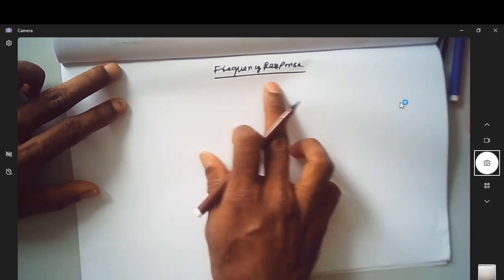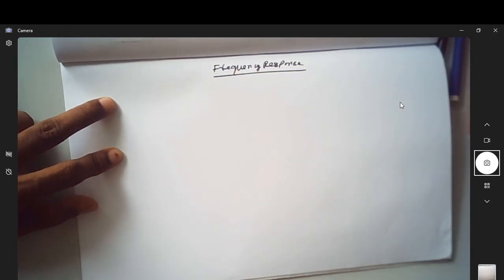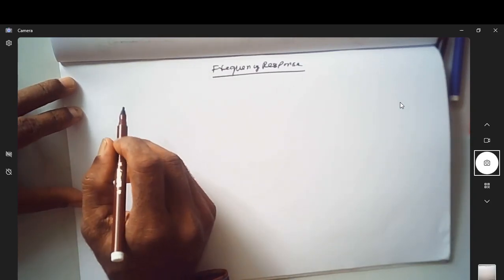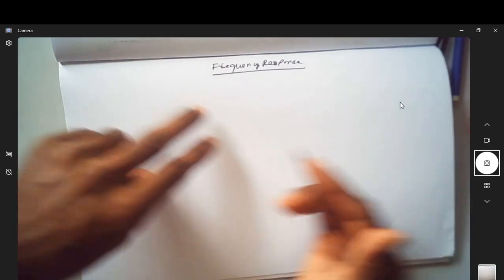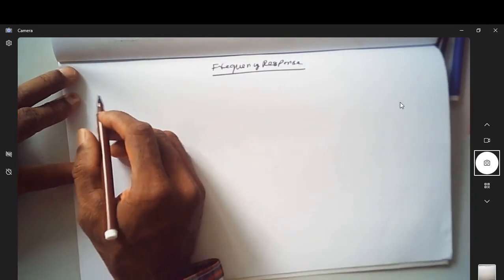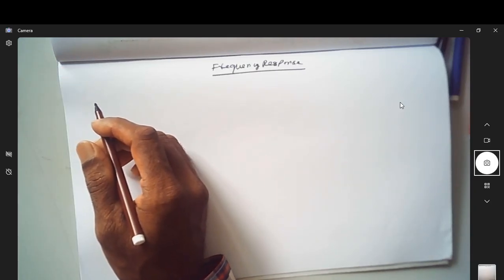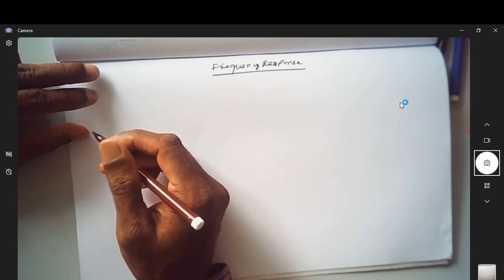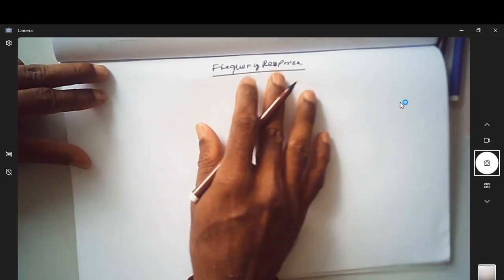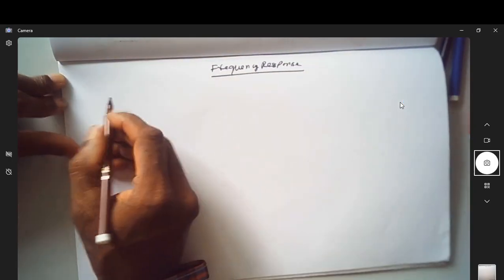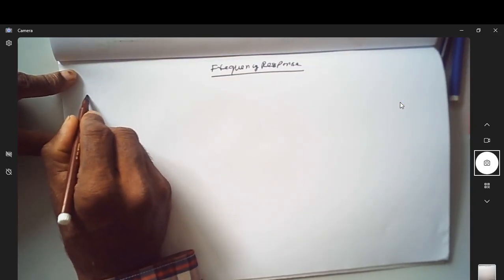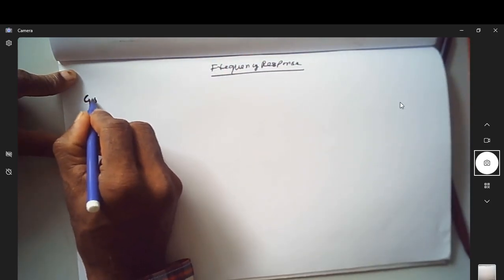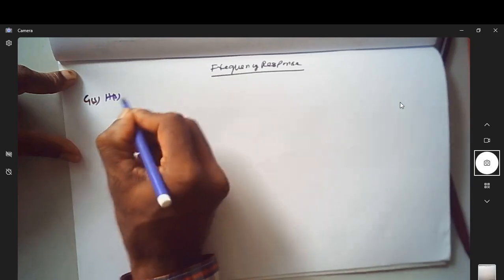Hi students, so let us continue the frequency response of a system. In the previous case we have considered two cases: if we have a finite pole, how does the frequency response look like? If there is a finite zero, how does the frequency response of that system look like? So now let us consider the open loop transfer function, which is G(s) H(s), having negative feedback.